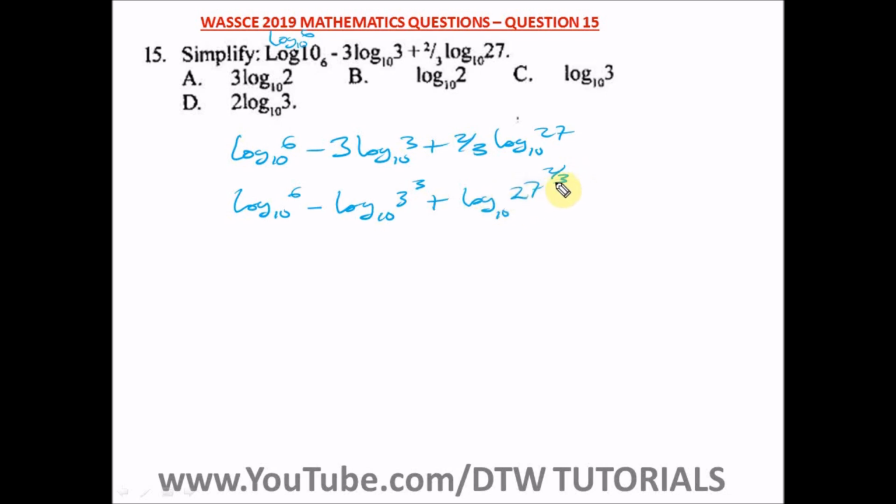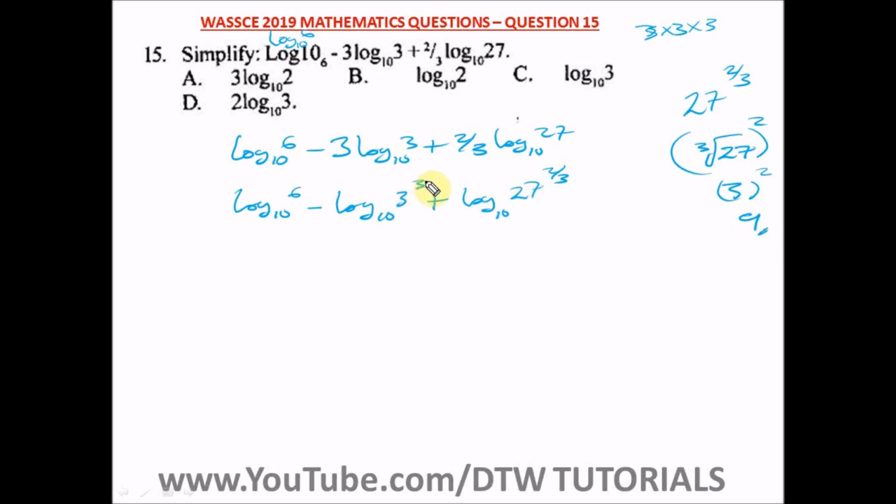27 raised to power 2 over 3, let's simplify this. It means we are going to find the cube root of 27, then we're going to square that. What's the cube root of 27? 3 times 3 is 9, times another 3 will give us 27. So the cube root of 27 is 3, and 3 squared will give us 9. So we simplify this as 9.